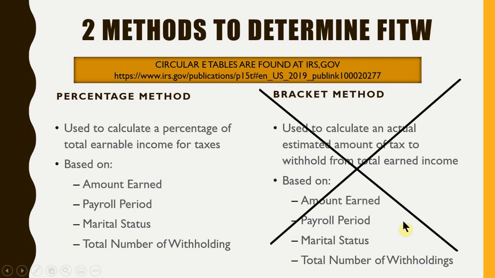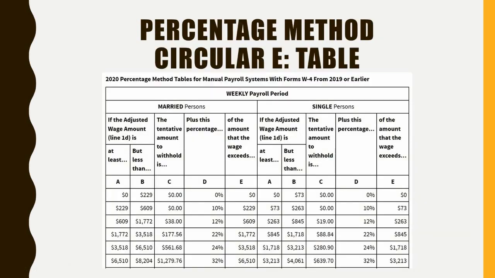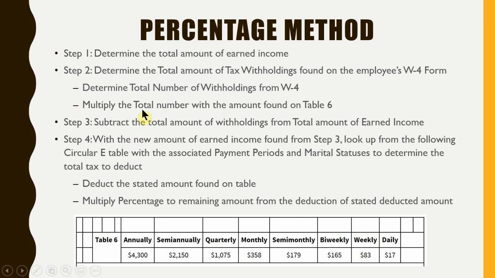Okay? So using the federal Circular E form, again, you can also find this at irs.gov. You type in Circular E form for 2020. Make sure that you recognize that when you look this up, you pull up the one using the W-4 form for 2019. So depending on the criteria that I've given, this is what it should look like. All right? Now, when we're using the percentage method, this is how you calculate it.